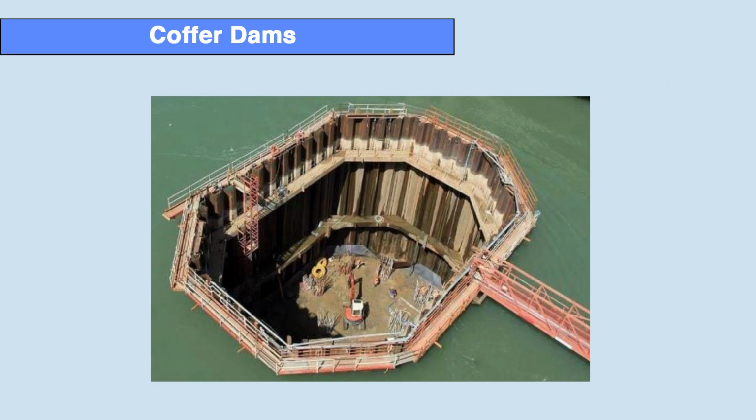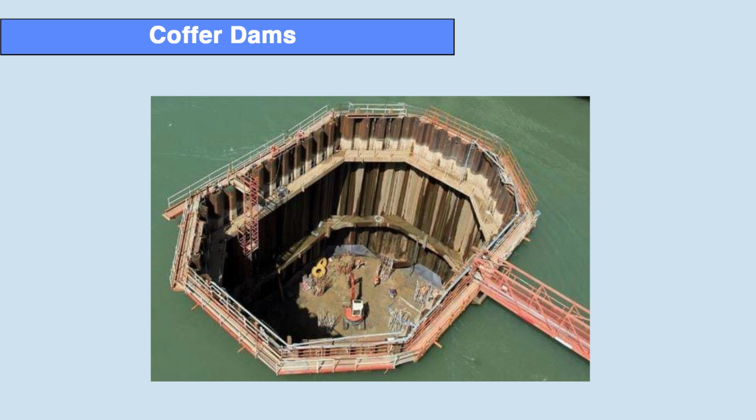Now the next is cofferdams. A cofferdam is a temporary structure designed to enclose a specific work area in water bodies such as rivers, lakes or oceans to keep water out during construction activities. The primary function of a cofferdam is to create a dry working environment by preventing water from entering the enclosed area, making it possible to build foundations or other underwater structures.